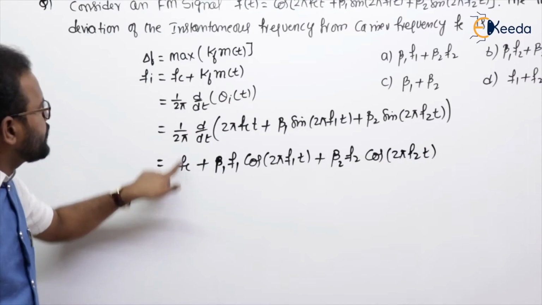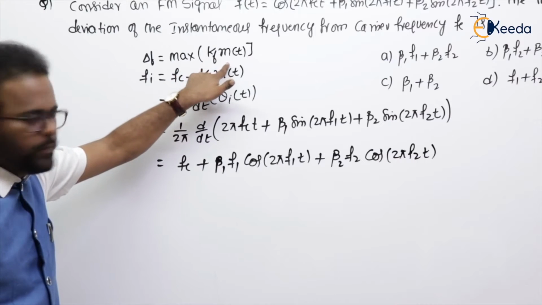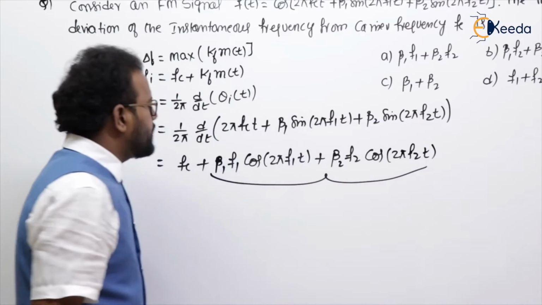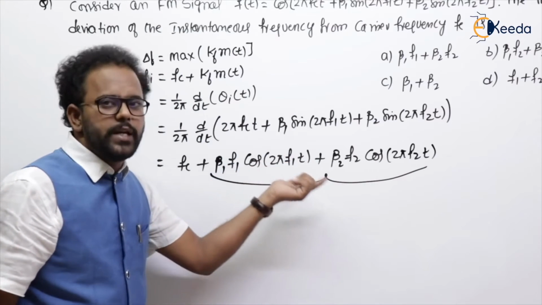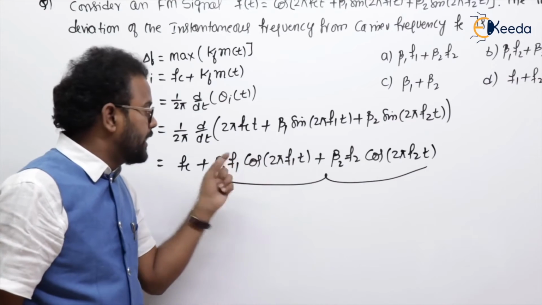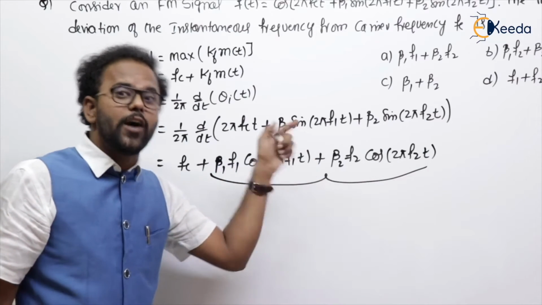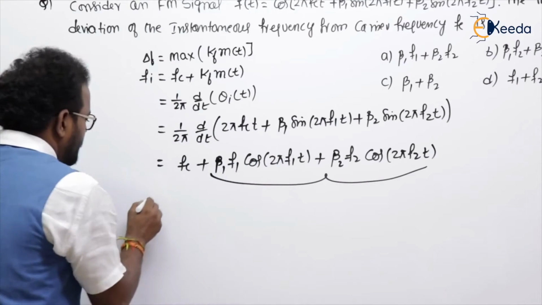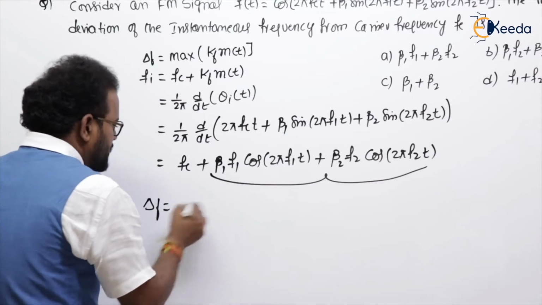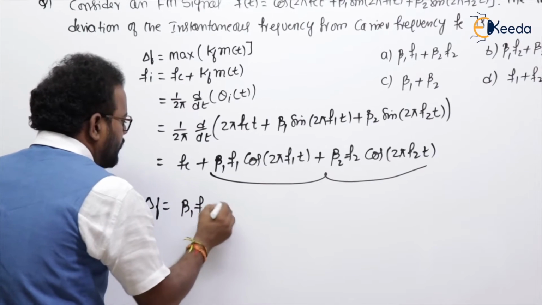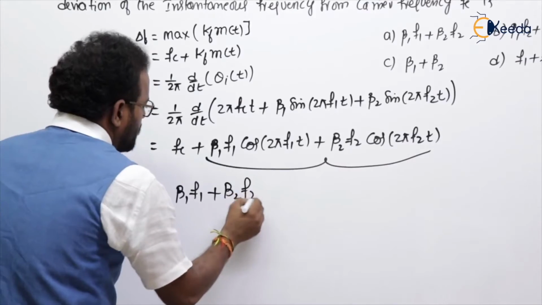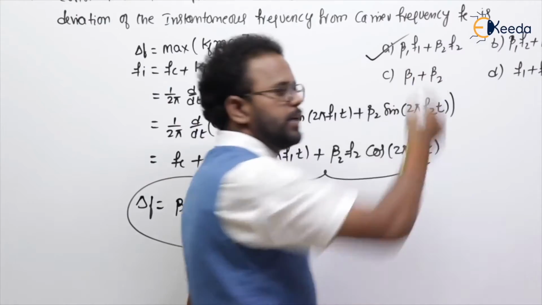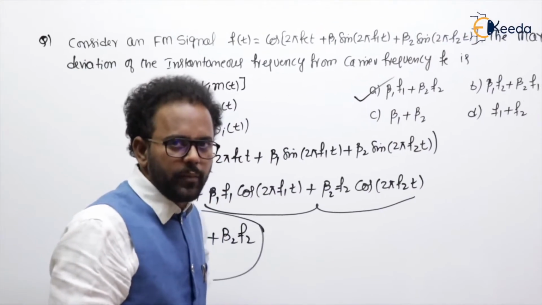The term added to fc is called kf into m of t. What is delta f? Maximum value of this. What is the maximum value of a cos plus b cos? A cos 2 pi f1 t plus b cos 2 pi f2 t, different frequency, same function, is nothing but a plus b. That is beta 1 f1 plus beta 2 f2. This is the delta f, maximum frequency deviation, option A. See, number of times this question came.